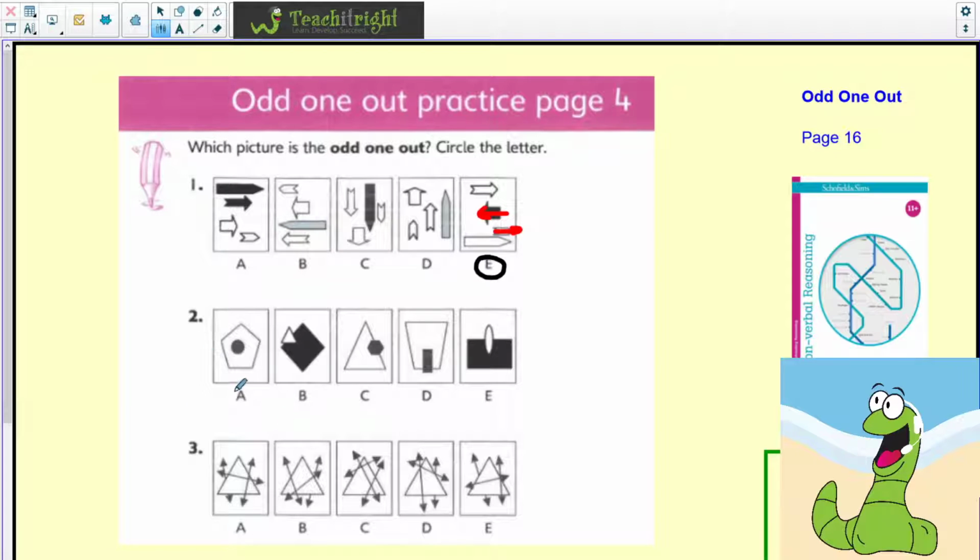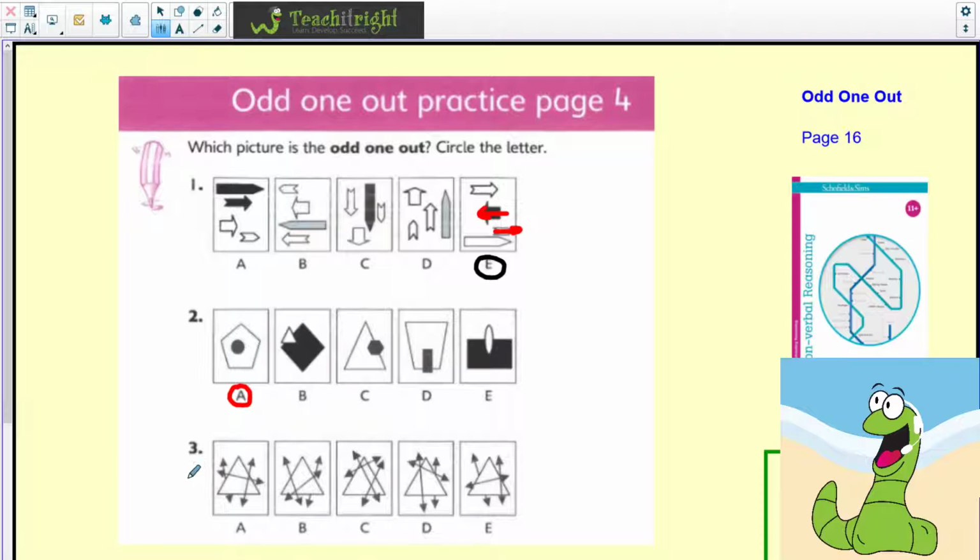Question 2, the answer is A. And the reason it's A is because all the other 4 have the smaller shape overlapping the edge of the bigger shape. Whereas with this one, it's overlapping, but it's not overlapping the edge. So that's the crucial thing there.